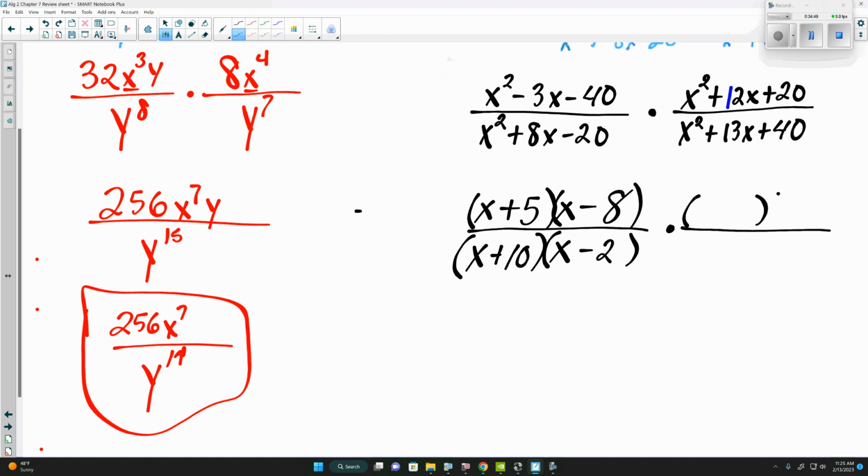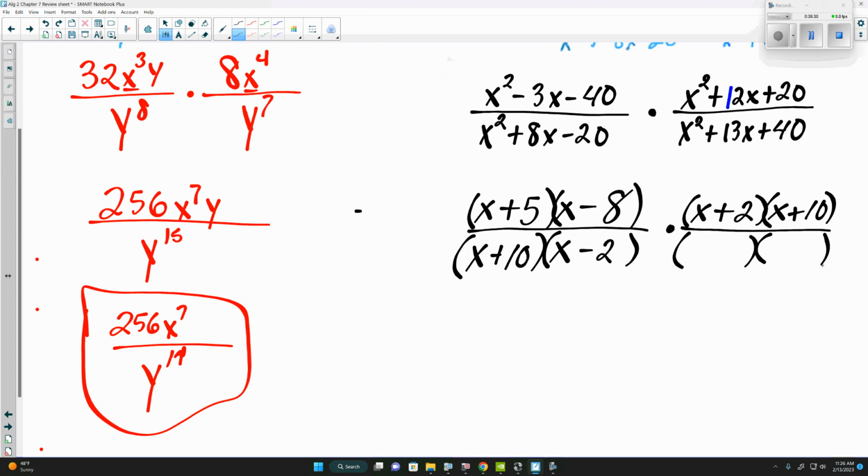Now the numerator of our next rational expression, x squared plus 12x plus 20. Since the 20 is positive, the signs are the same and match the sign of the middle term, so we'd have plus and plus. Our factors of x squared are x and x, and the factors of 20 are 1 and 20, 2 and 10, 4 and 5. We would want 2 and 10, because 2 and 10 is going to be the only way we have something in common on top and bottom. Since we do have x plus 10 on bottom already, x plus 10 would be nice to have on top.